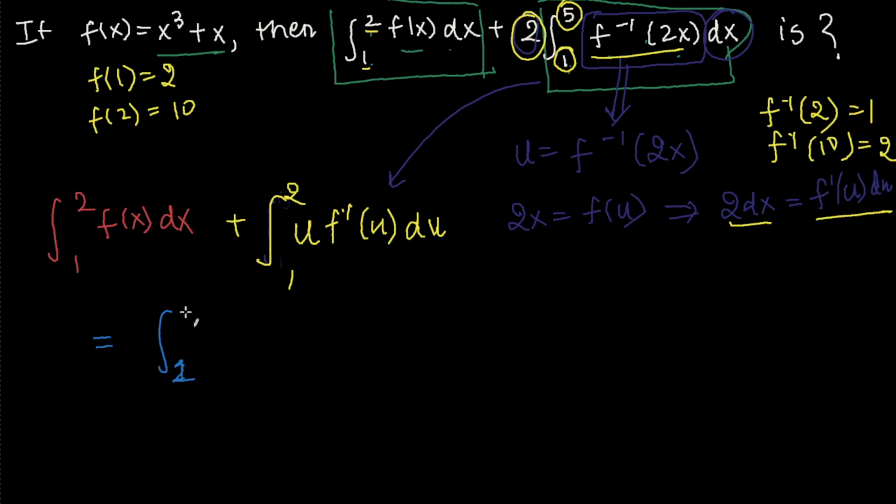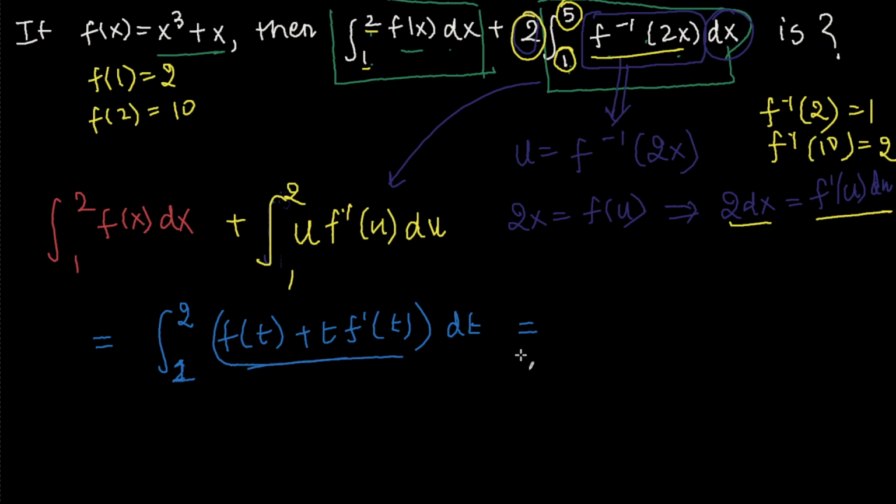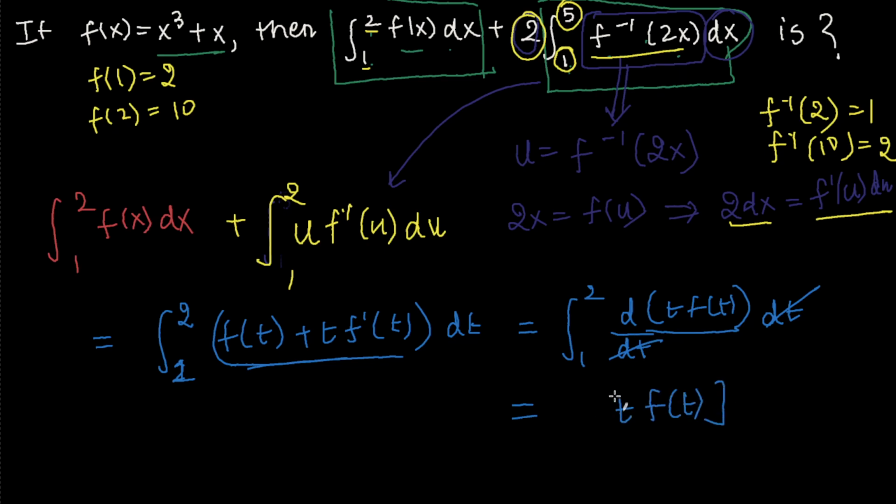So this is from 1 to 2 of f of t, let's use another dummy variable, f of t plus t times f dash of t, all of this dt. And notice that this is nothing but the derivative of t times f of t, product rule, right? So from 1 to 2 of d over dt of t times f of t, all of this multiplied by dt. This gets cancelled out, so you are left with t times f of t from 1 to 2.